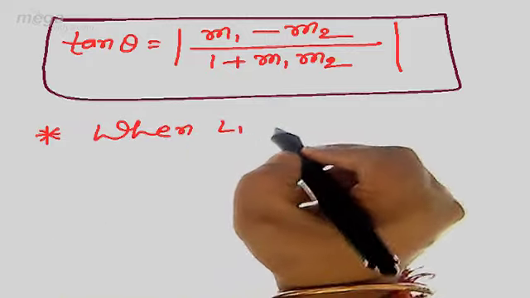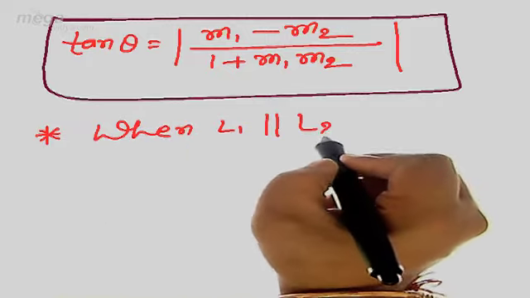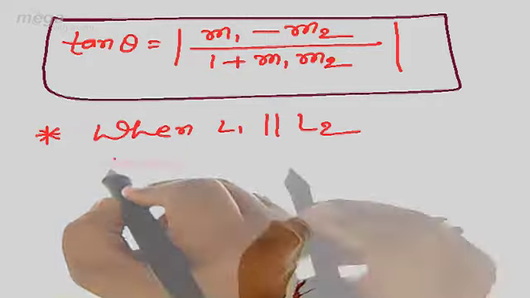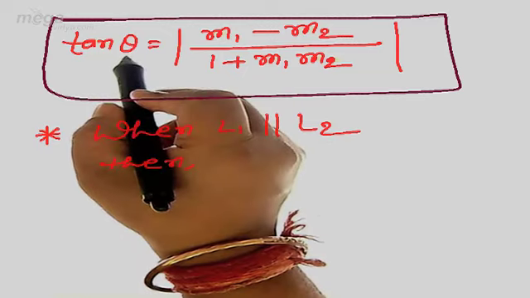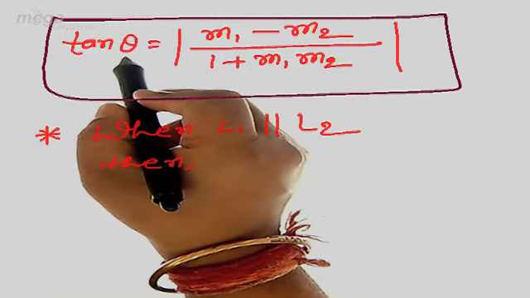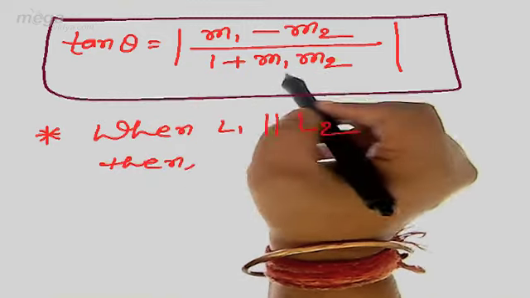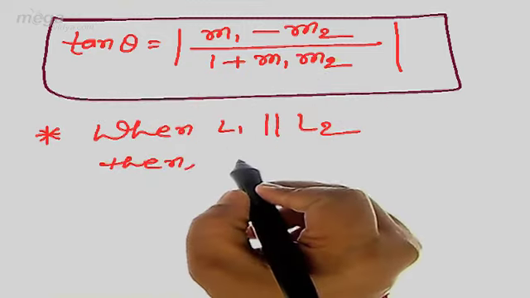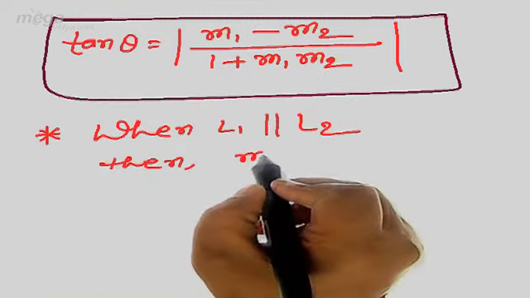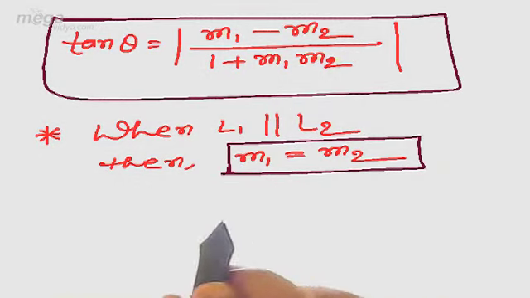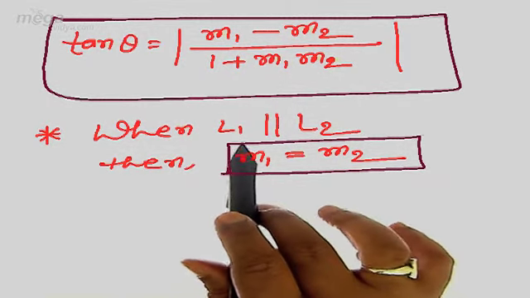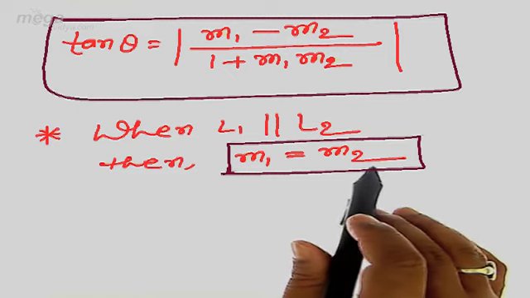Now student, we get the value of tan theta, but what happens when the lines are parallel, when line 1 is parallel to line 2? In this situation theta becomes 0, and so tan theta is equal to 0. So by using the right-hand side, you finally get m1 minus m2 equal to 0, and hence m1 is equal to m2. This is the condition when the lines are parallel: their slopes are equal.